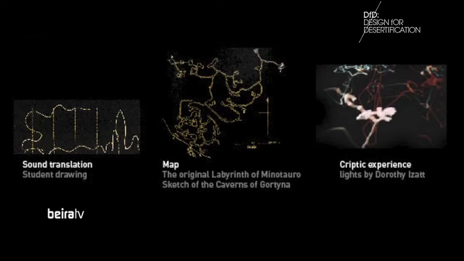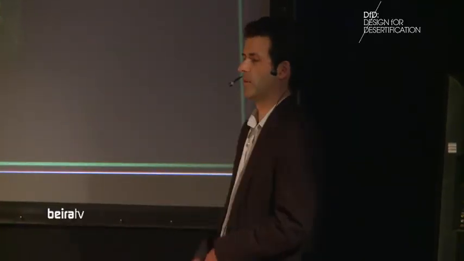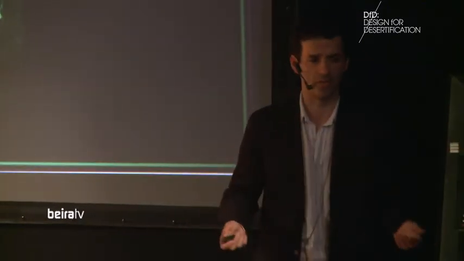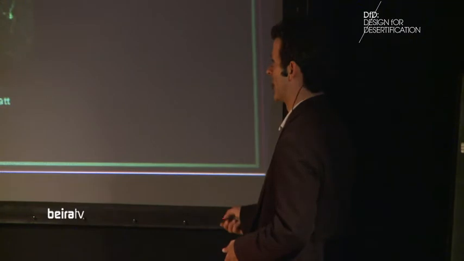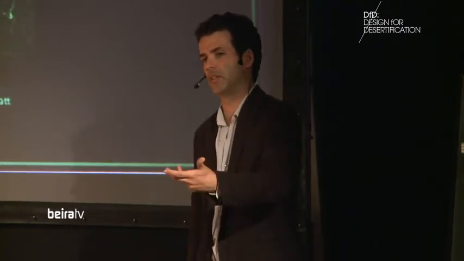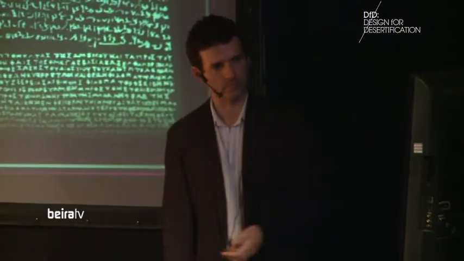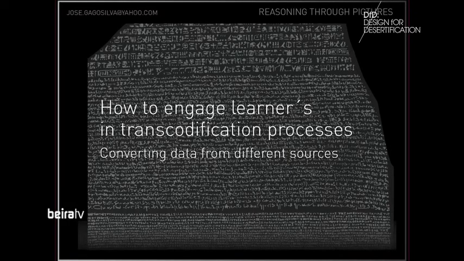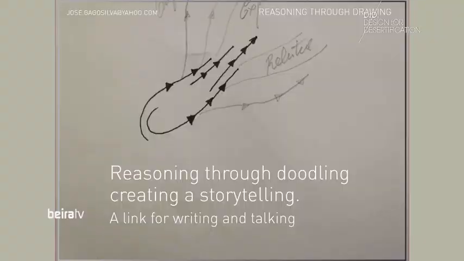So there are many kinds of representing maps, and some of those maps, as you see in this example, remind us of more organic elements, new organic elements that are forming in this digital age. And they contrast when you ask, for example, a student to make a sound translation to drawing. Or you see a map of a cryptic element like a myth or a legend. Or you have a more cryptic experience related with what people see in their visionary dreams. So here appears the question: how to engage learners in transcodification processes, or else converting data from different sources in our time.